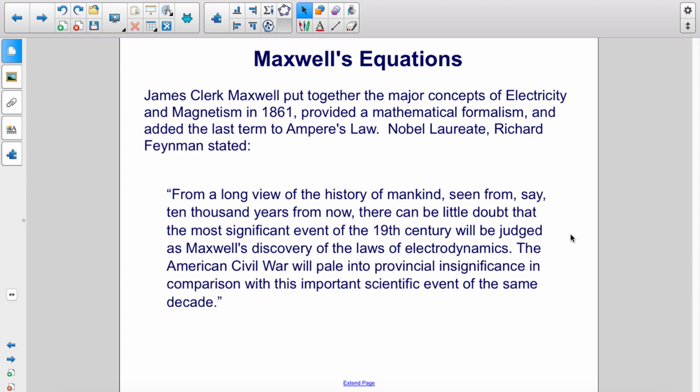Nobel laureate Richard Feynman stated, "From a long view of the history of mankind, seen from, say, 10,000 years from now, there can be little doubt that the most significant event of the 19th century will be judged as Maxwell's discovery of the laws of electrodynamics. The American Civil War will pale into provincial insignificance in comparison with this important scientific event of the same decade."